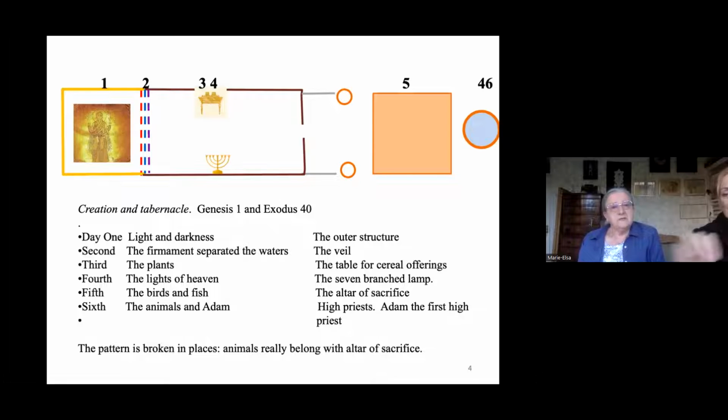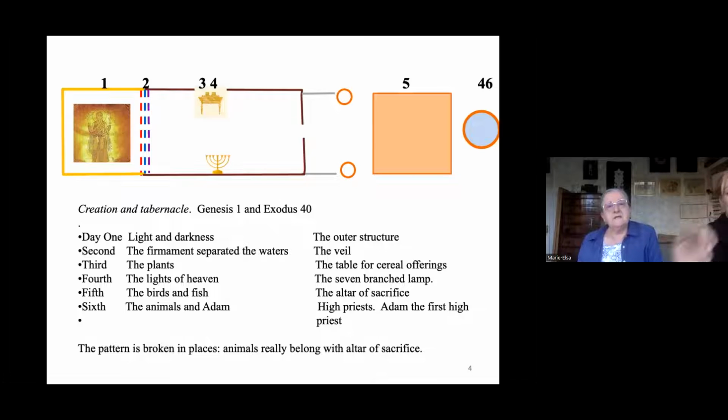So under number 2 in the diagram, you have the veil of the temple, and this corresponds to the second day of creation. And this is the firmament that separates the upper waters from the lower waters. It separates the state represented by the Holy of Holies from the state represented by the Great Hall, the Hechal. This is very important for understanding temple theology.